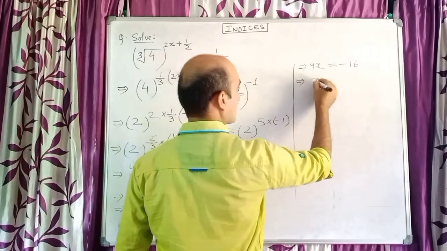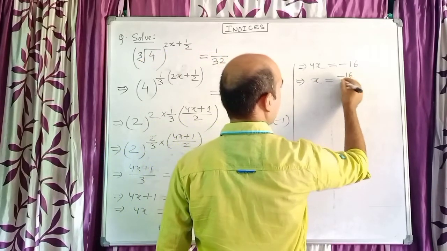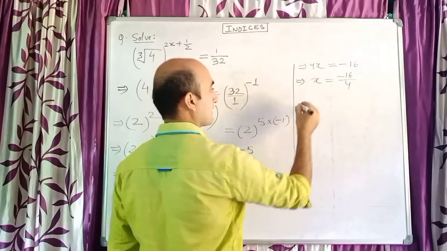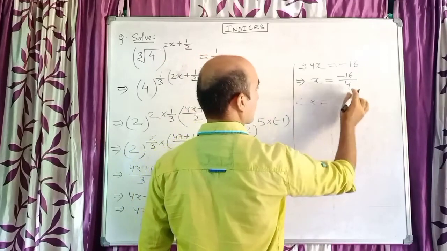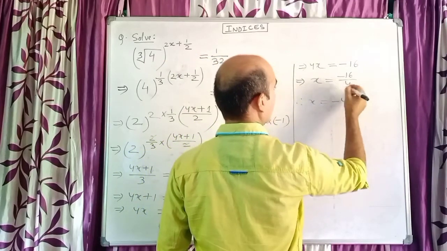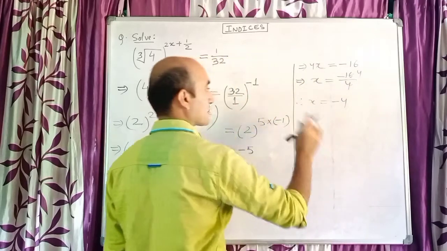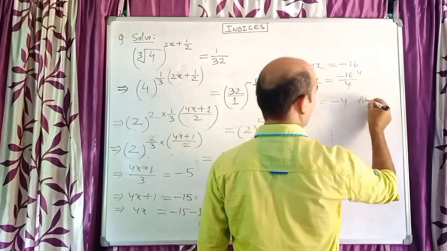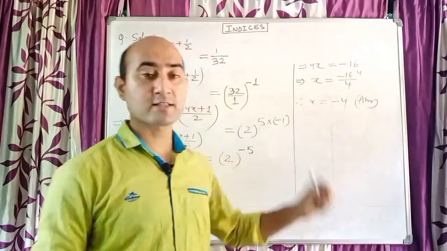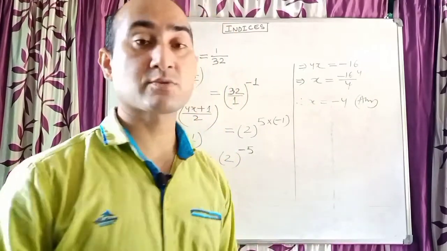So x equal to minus 16 by 4. This 4 will come and divide. And finally x equal to, 4 4s are 16, so minus 4 is our answer. So solve means find the value of x, and the value of x is minus 4.